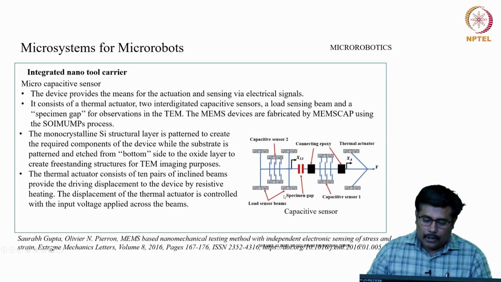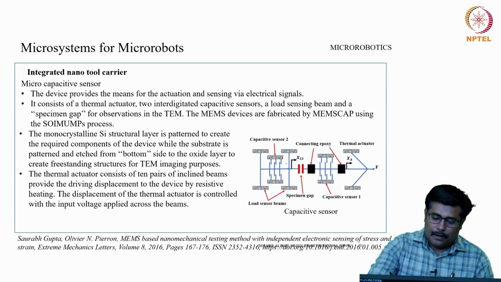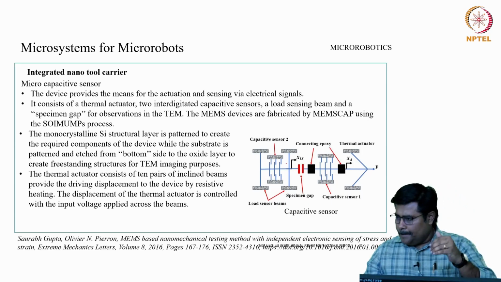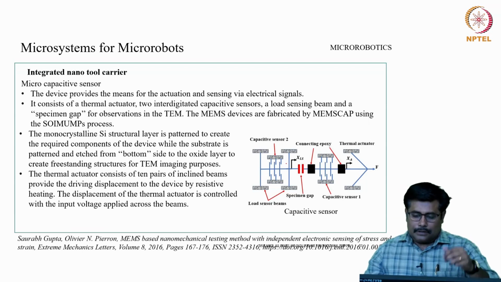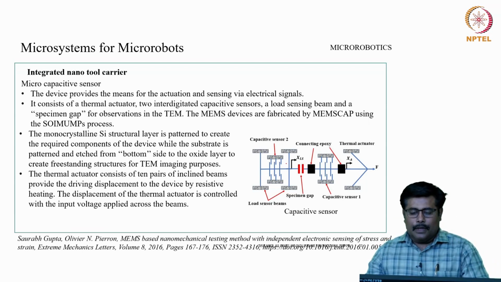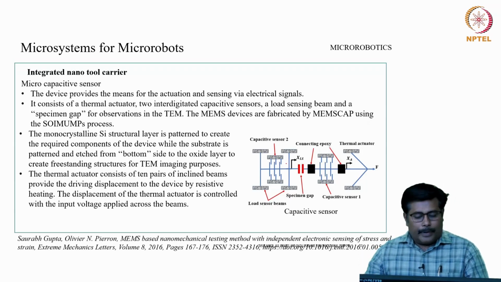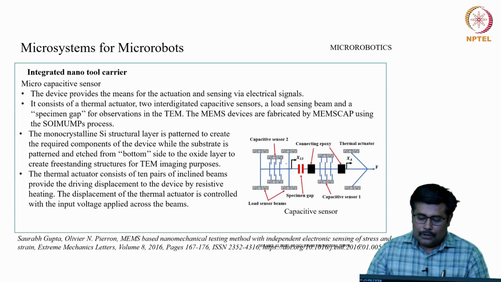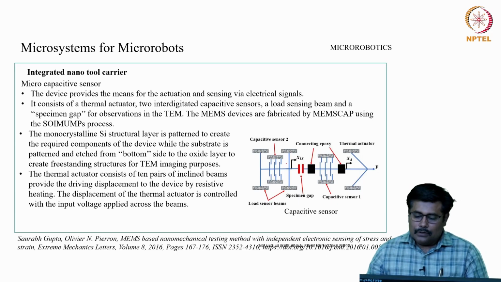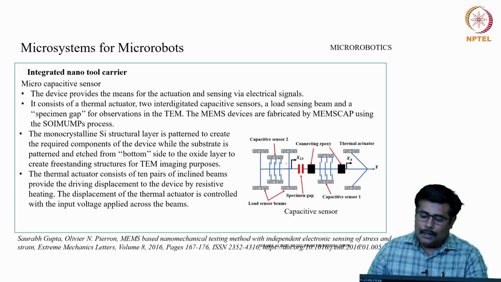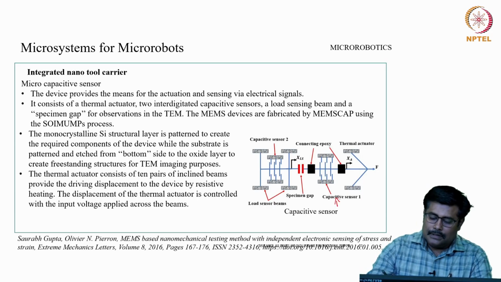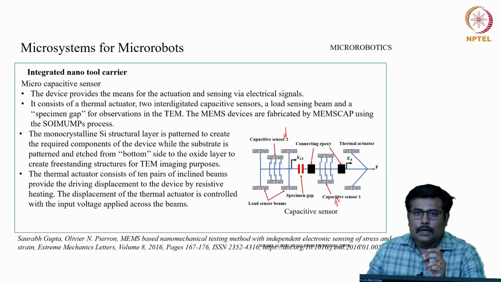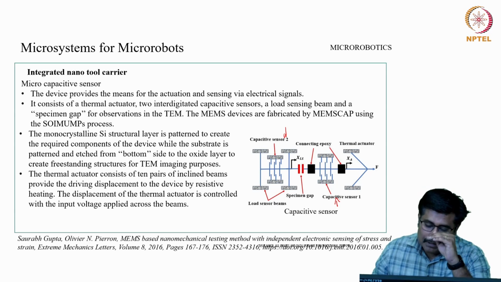If you look into the overall construction, we have a structure like a comb drive actuator. We have multiple electrodes placed, and the movement of the multiple electrodes is appropriately connected with a capacitor arrangement available over here. If you closely observe this capacitive sensor, there are two capacitor configurations. One capacitive sensor configuration is over here and the other is over here. Both capacitive configurations have a load sensor beam.